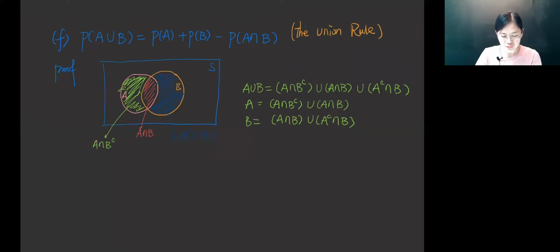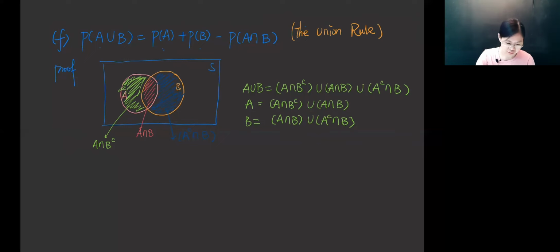Consequence F is the union rule. It gives a formula for expressing the probability of the union of two sets, the probability of the union of A and B. In general, it doesn't equal P(A) plus P(B). Only when A and B are disjoint, the probability of the union equals P(A) plus P(B). In general, it equals P(A) plus P(B) minus the probability of the intersection.